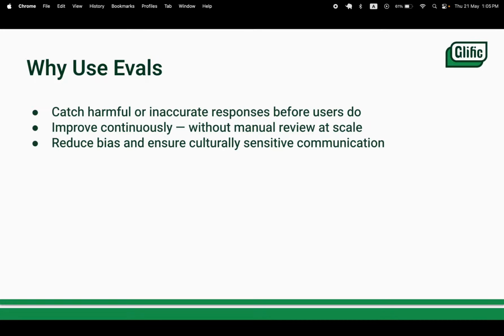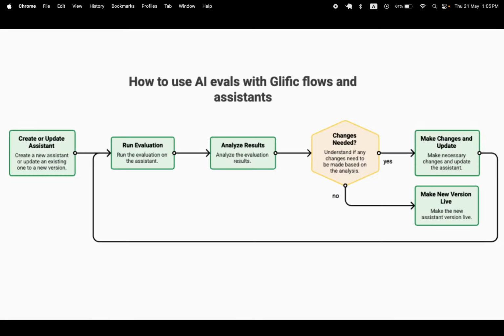And also, as you make new changes to your AI assistants, introduce new assistants or modify the assistant, you can just run the eval, see the scores, and it'll reduce the effort of doing manual review and will make it easier to do it at scale.